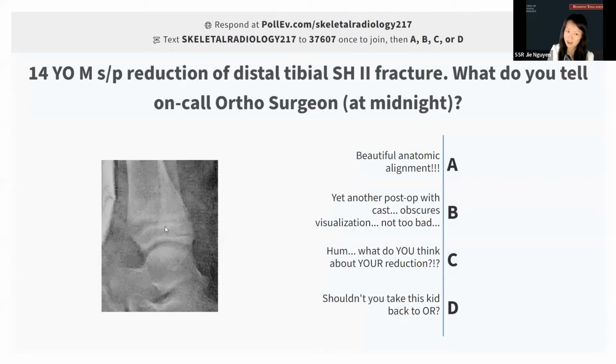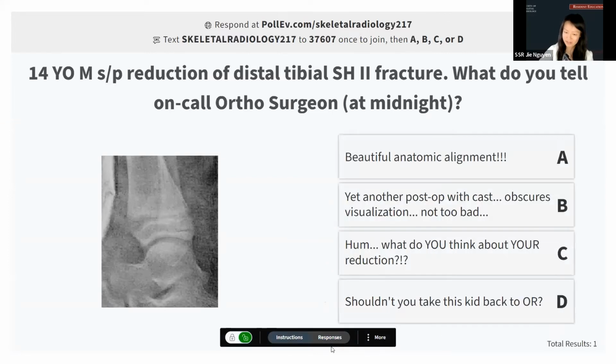And now it's actually midnight and you're on call by yourself in the hospital. Your choices are A, beautiful anatomic alignment; B, yet another post-op with cast, obscured visualization, but not too bad from what I can see; C, how do you think it went?; and D, shouldn't you take this kid back to the OR? Oh my gosh. We'll show the instructions and wait for the responses to come in so you're not biased by other members' responses.